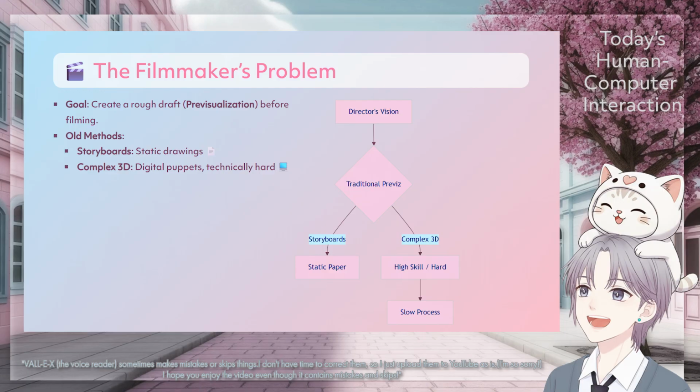So, let me explain what this is all about in a simple way. Imagine you are a movie director. Before you spend millions of dollars hiring actors and building sets, you want to make a rough draft of your movie. This is called previsualization, or previz for short. Traditionally, filmmakers use storyboards, which are just drawings on paper, or they use complex 3D software, which requires a lot of technical skill to operate, like moving digital puppets around, which can be very hard.